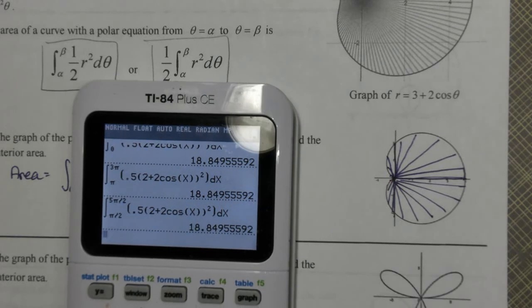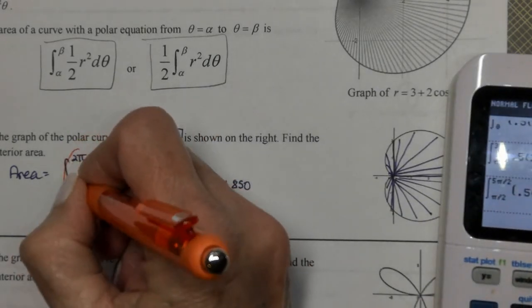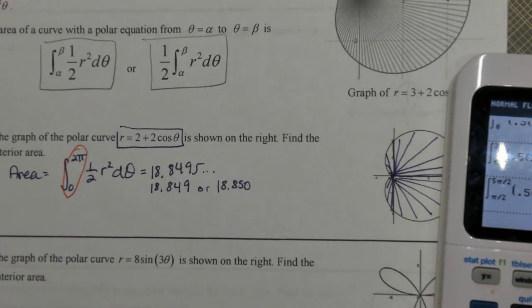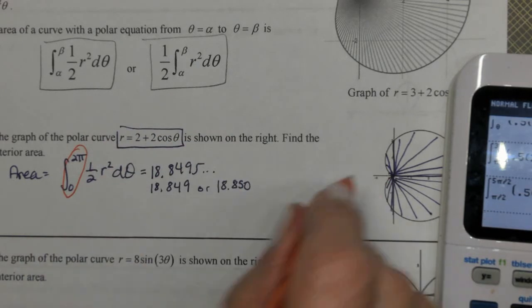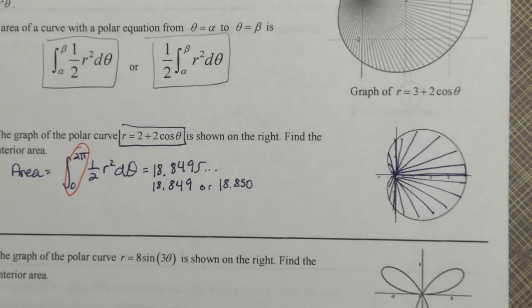Same value, okay? So as long as this distance, the delta theta, is 2 pi, we're going to get the correct answer here. So there's not just one integral that will give you the correct area on any of these, okay?